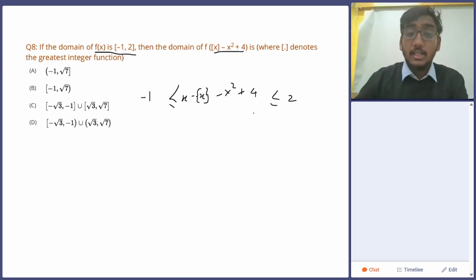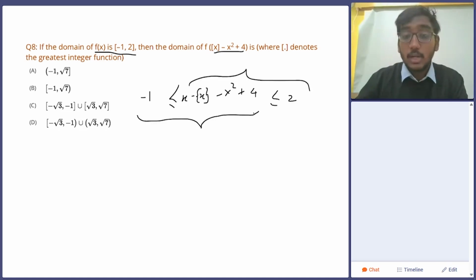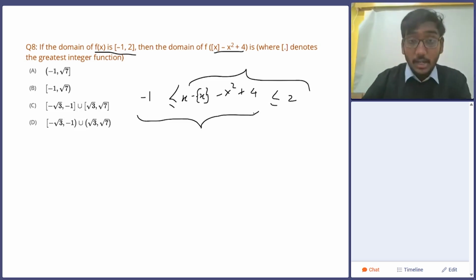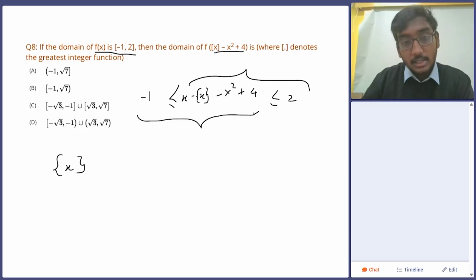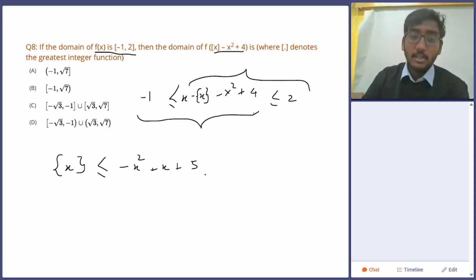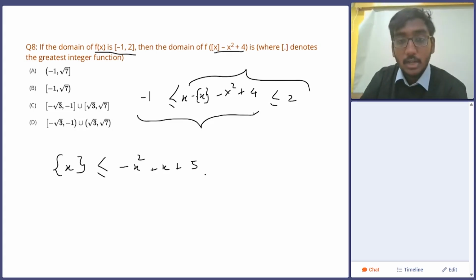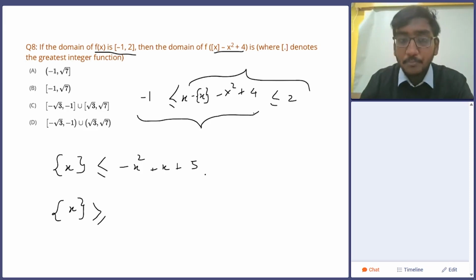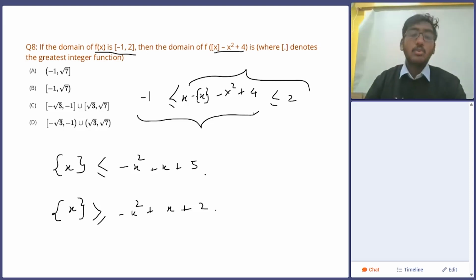Now two inequalities are there. This is the first inequality and this is the second inequality, okay? So what will be the first inequality? Just bring 1 to this side. It will be fractional part of x less than or equal to minus x square plus x plus 5, okay, correct? This will be the inequality. And what about the other inequality? Fractional part of x will be greater than or equal to minus x square plus x plus 2, okay? Two different inequalities you get, and you have to take the overlap of these two inequalities.